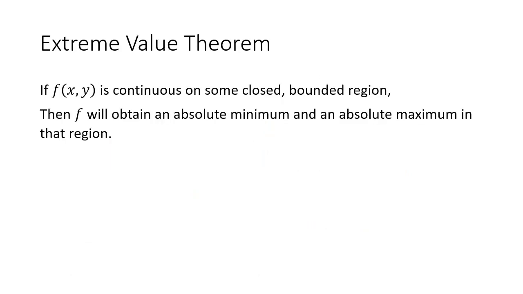Now we have a few definitions. The last thing we're going to talk about is the extreme value theorem. If my function is continuous on a closed bounded region, that means there must be an absolute minimum and an absolute maximum in that region. We can apply our same derivative test to find our critical points, and we would also have to test our boundary to apply this in an actual example.